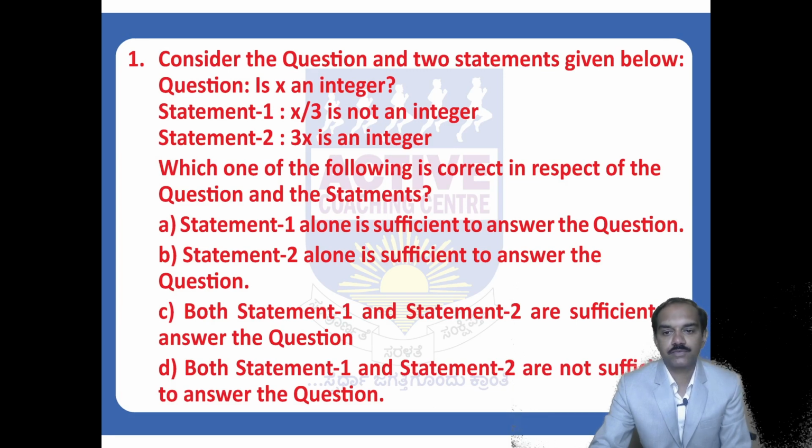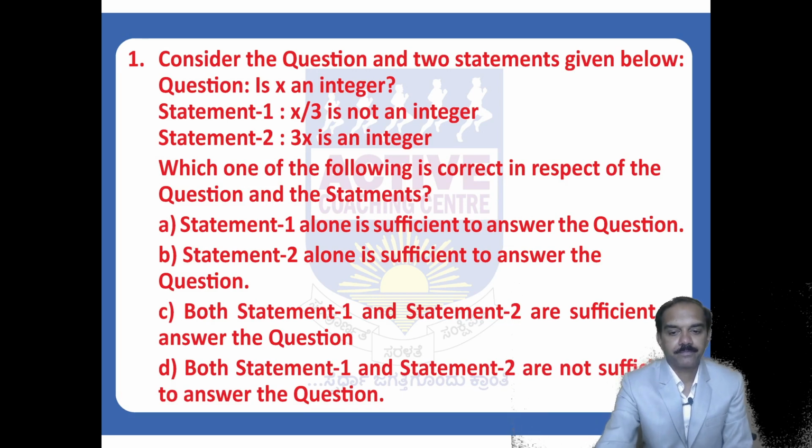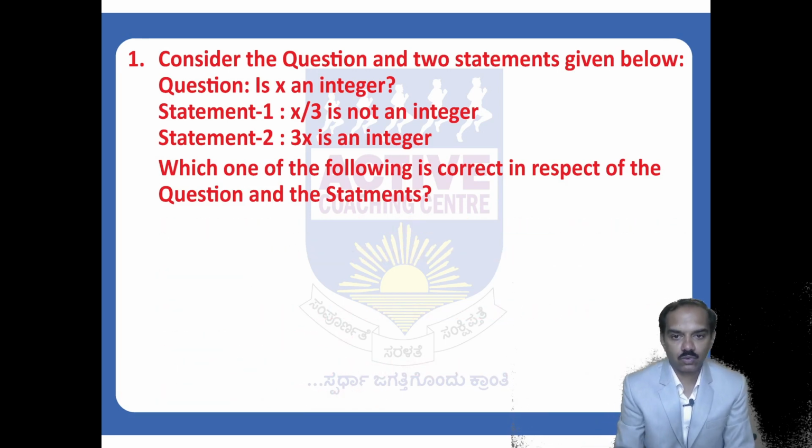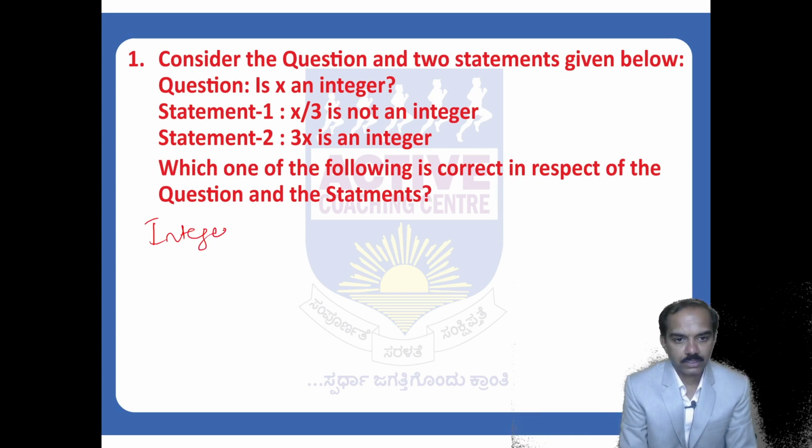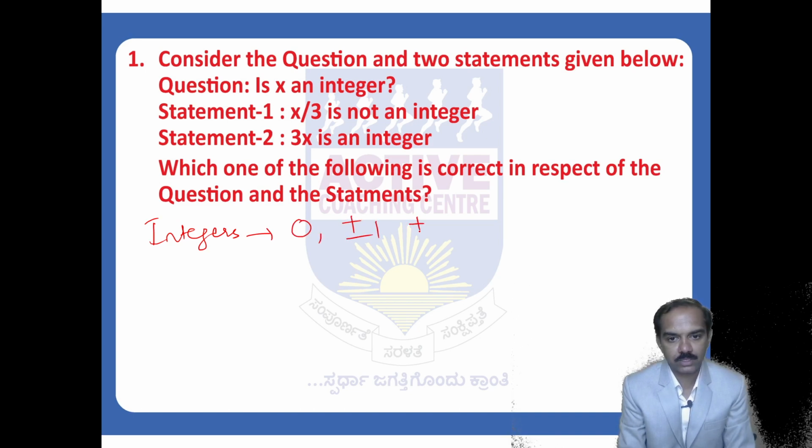Statement 1 alone is sufficient to answer the question. Statement 2 alone is sufficient. Both are sufficient. Even after giving you both, nothing can be done. These are the four options. First, you will have to know the meaning of integers here. These are the integers: 0, plus or minus 1, plus or minus 2, plus or minus 3, and so on. If you take x, say for example, x is 0.